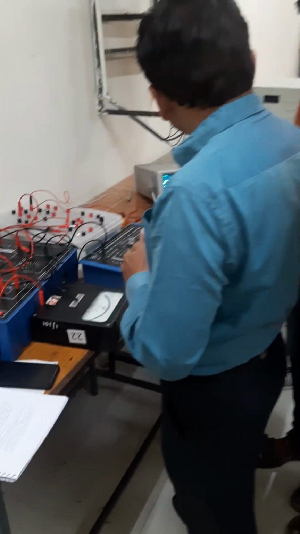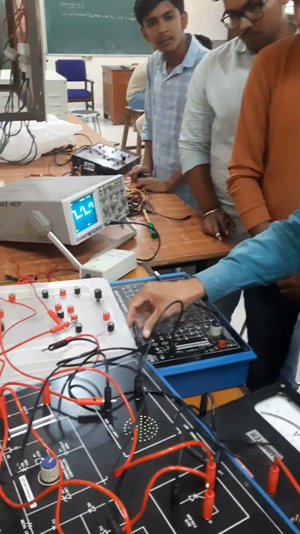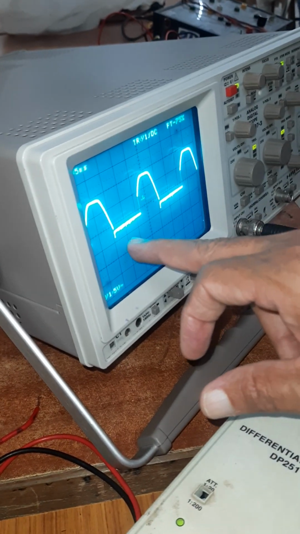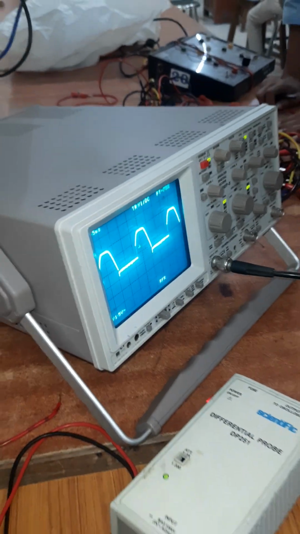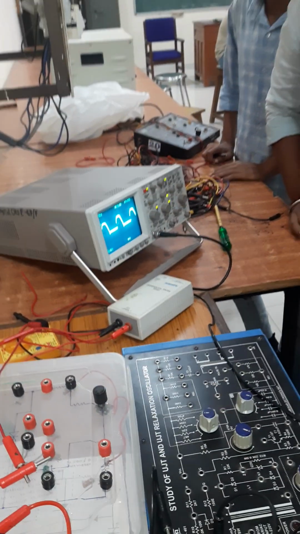So now let us see what happens without the freewheeling diode. Without the freewheeling diode, after completion of the positive half cycle, high amplitude voltage spikes are generated in the reverse direction and it may damage the SCR.